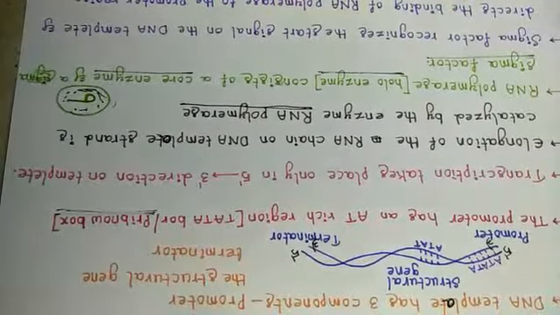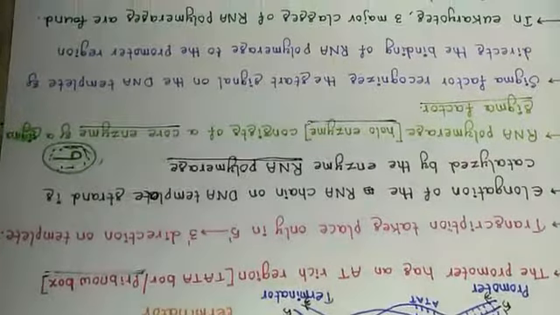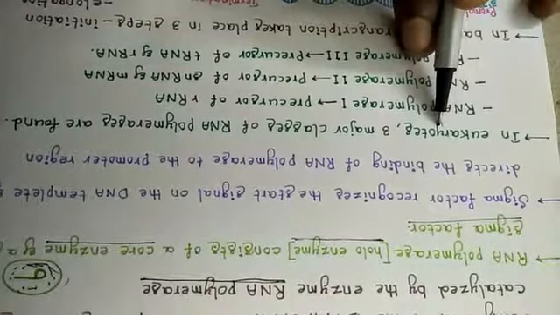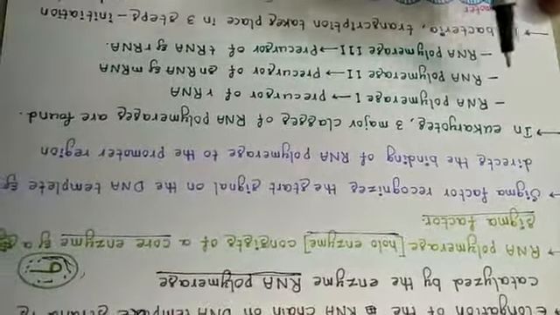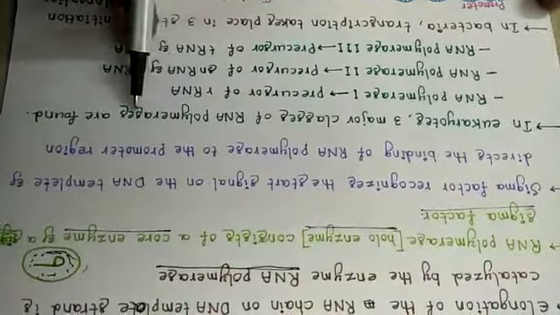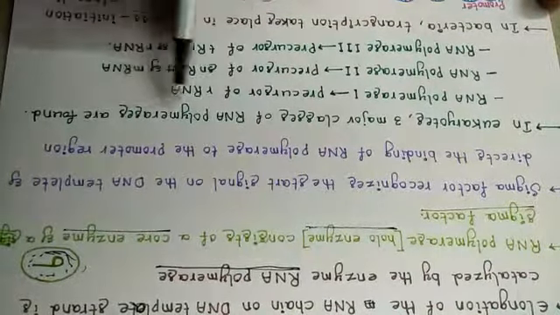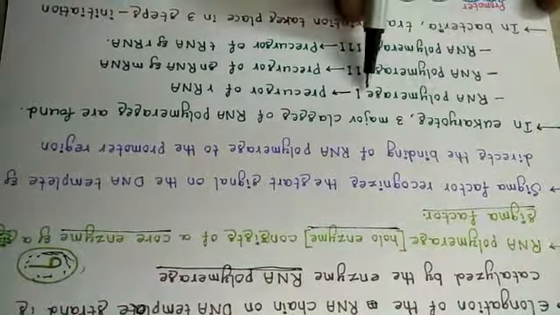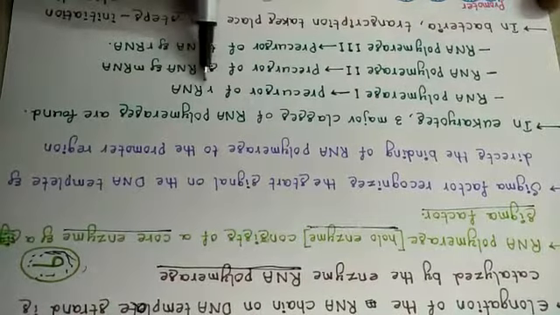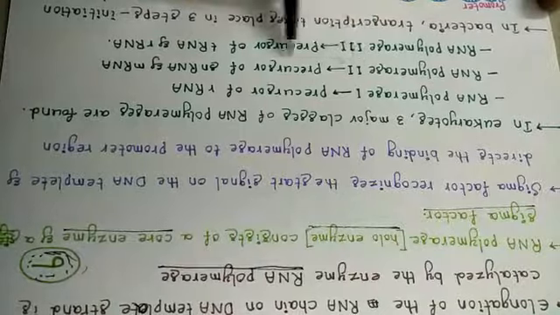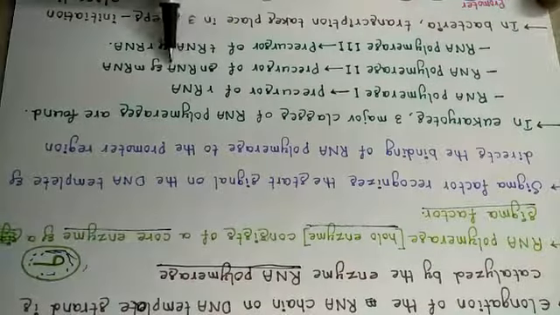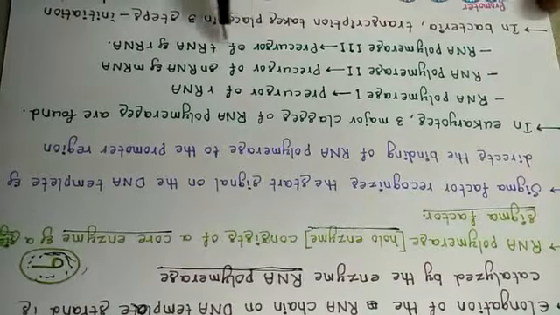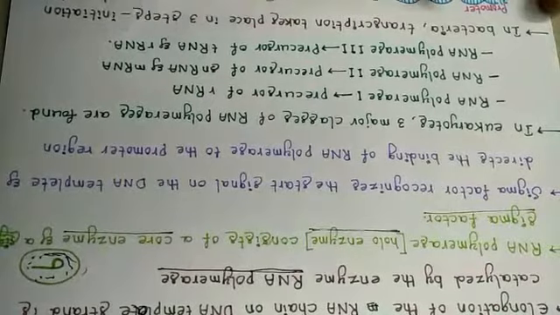RNA polymerases in eukaryotes are of three types. Each RNA polymerase is specialized to synthesize a particular type of RNA. RNA polymerase 1 is for the precursor of rRNA. RNA polymerase 2 is for the precursor of snRNA, small nuclear RNA, and mRNA. RNA polymerase 3 is for the precursor of tRNA and rRNA.